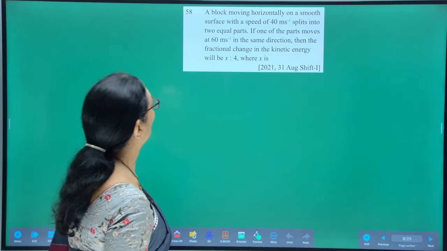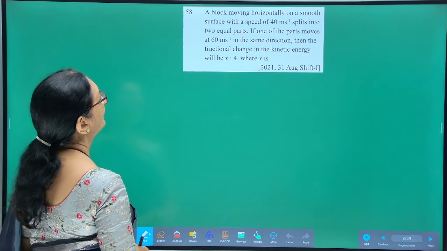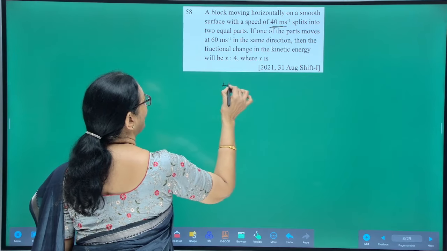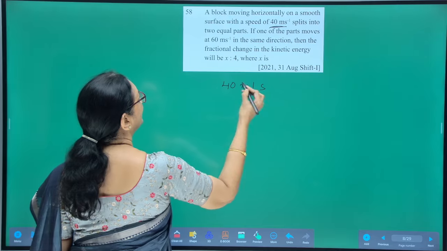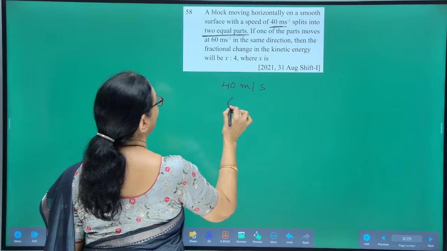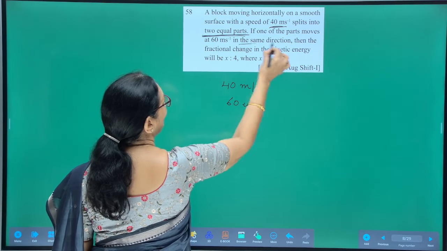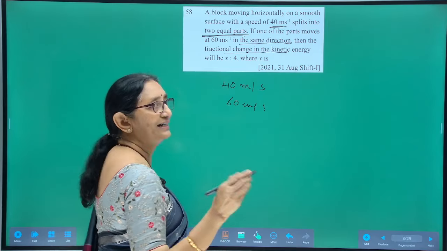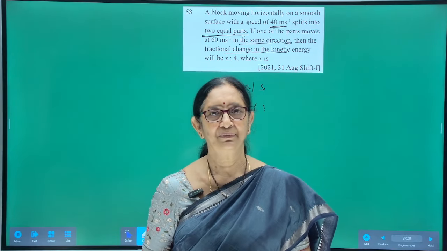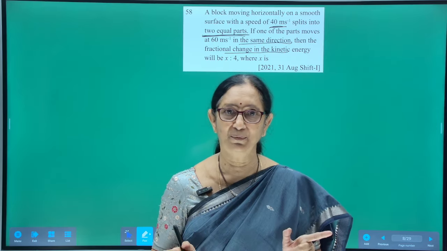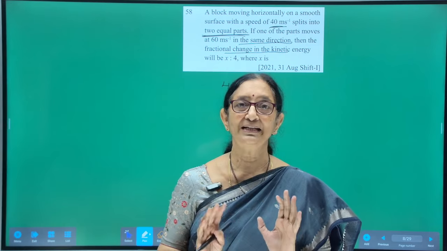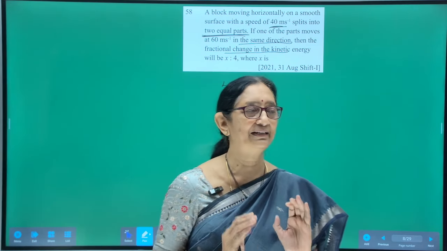Right? Now look here. A block moving horizontally on a surface with a speed of 40 meter per second splits into two equal parts. One of the parts moves with 60 meter per second in the same direction. Then what is the fractional change in kinetic energy? Let's try to understand the problem. A block splits into two equal pieces. One piece moves with some velocity in the same direction. What is the fractional change in kinetic energy?